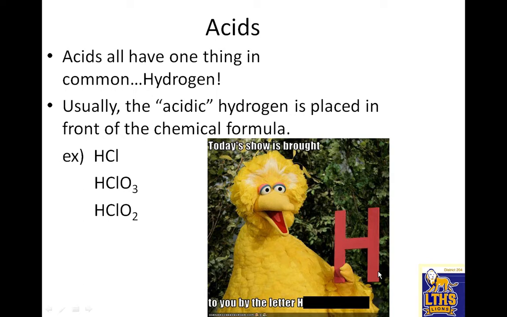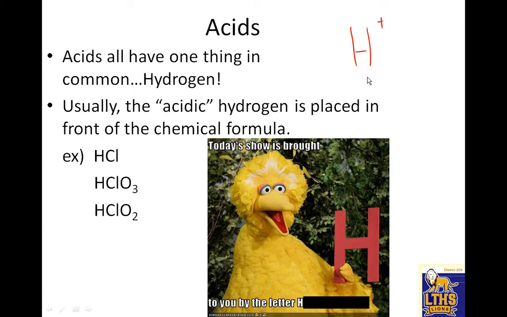Okay, so let's talk about acids. Acids all have one thing in common, and that is hydrogen. We haven't talked much about hydrogen making ionic bonds because usually it shares electrons. But when it does make ionic bonds in acids, it is an H+, okay? So usually the acidic hydrogen is placed in front of the chemical formula.